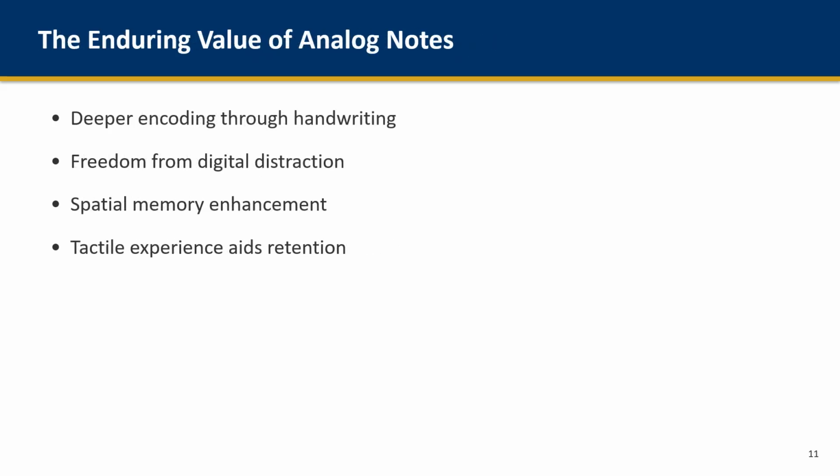Despite the power of digital tools, analog note-taking retains significant advantages that many graduate students find valuable. Research consistently shows that handwriting promotes deeper cognitive processing than typing. The physical act of forming letters slows you down enough to process ideas rather than transcribing verbatim. This deeper encoding leads to better understanding and retention. Studies have shown that students who take handwritten notes perform better on conceptual questions than those who type notes.